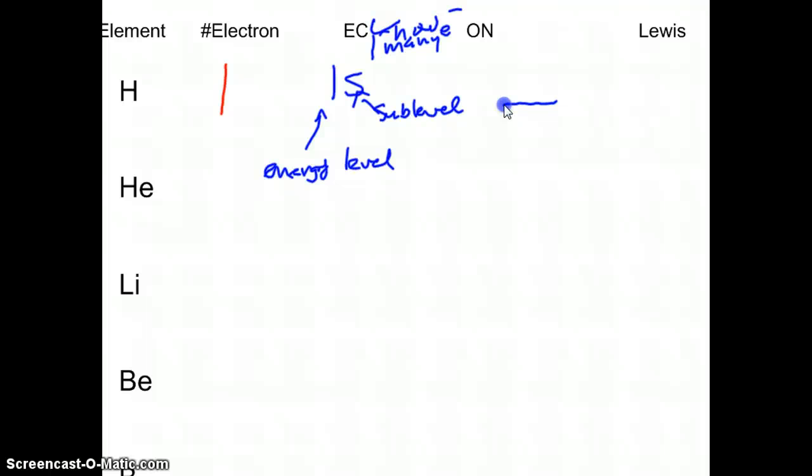And then you have to label the energy and the sublevel underneath it. Make sure you do that. And finally, the number on top that says how many electrons, that's your arrow you put in the orbital notation.